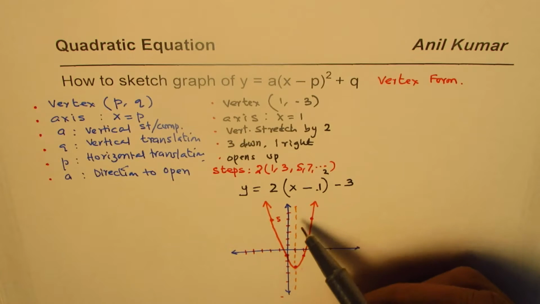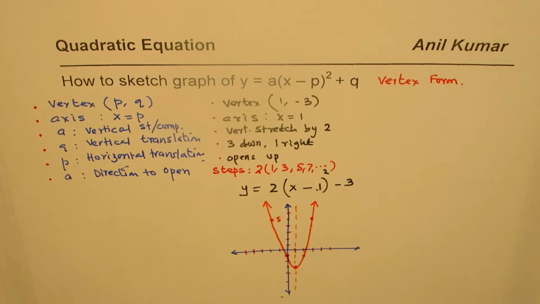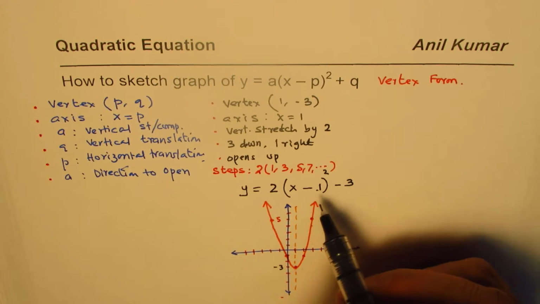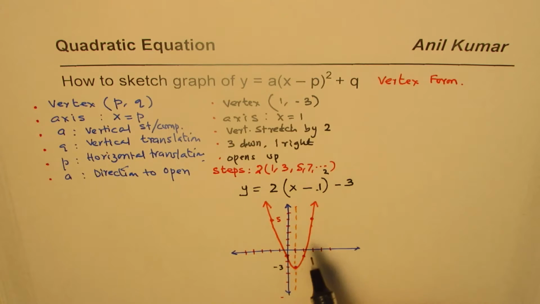So this graph has axis of symmetry at x equals 1, vertex at (1, -3). You can always write this point as (1, -3), okay? And it opens upwards with steps of 2, 6, 10, 14. So it is vertically stretched. It looks narrower than the normal graph y equals x squared, right? So I hope this is absolutely clear.